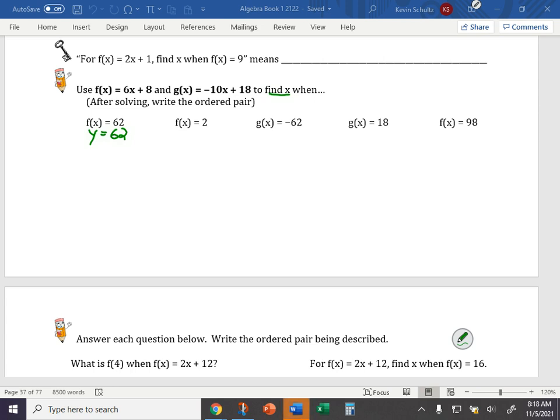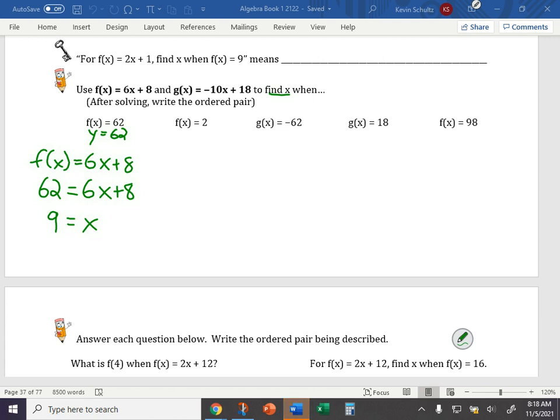Which equation are we using? F of x, right? So we can rewrite this. It says f of x equals 6x plus 8. We're told that f of x equals 62, that the y value equals 62, and we have to find x, solve for x. What do you come up with? Joey, x does equal 9. Subtract 8 from both sides, divide by 6, kind of a review of two-step equations, and x equals 9.